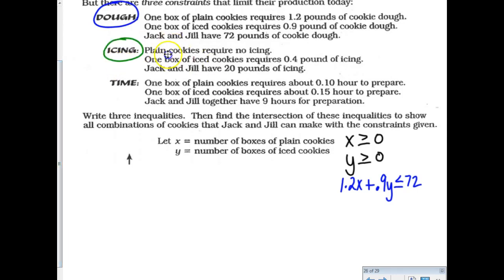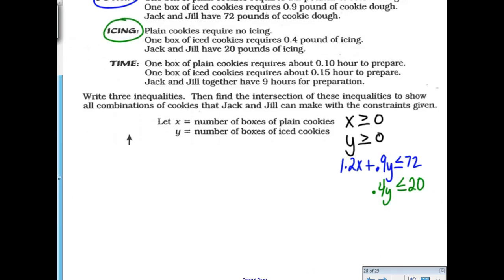And then we have some clues about the icing. Plain cookies don't have any icing, so nothing there. But 0.4 pounds of icing are used on the other kind of cookie, and you can't exceed 20 pounds of icing, because that's all you have. And then time is its own constraint. So it requires 0.1 hours for the plain cookie, and then 0.15 hours for the decorated cookie. And all the time added together cannot exceed 9 hours, so less than or equal to 9.